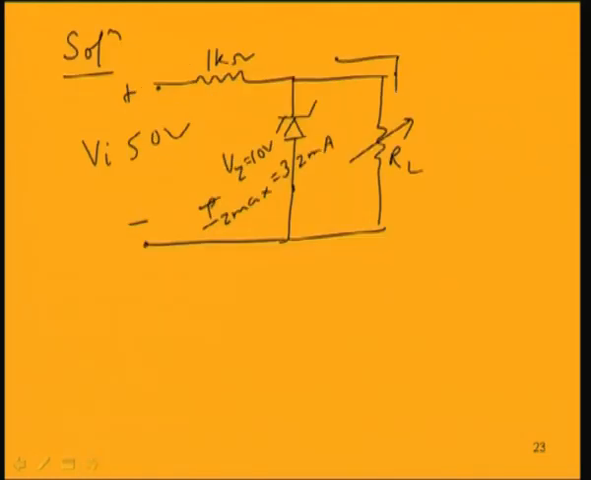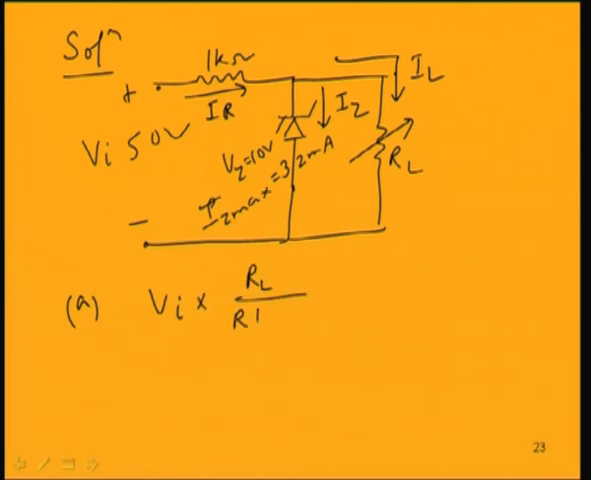Now, this will be the load current IL, this is the Zener current, and this is the IR current. First of all, whether the Zener diode will be turned on or not, that we have to find out. So, Vi into RL by R plus RL, where R is this one. That is equal to 50 into RL minimum, that we have to find out, what is the minimum resistance in the load that will cause the Zener diode to turn on.